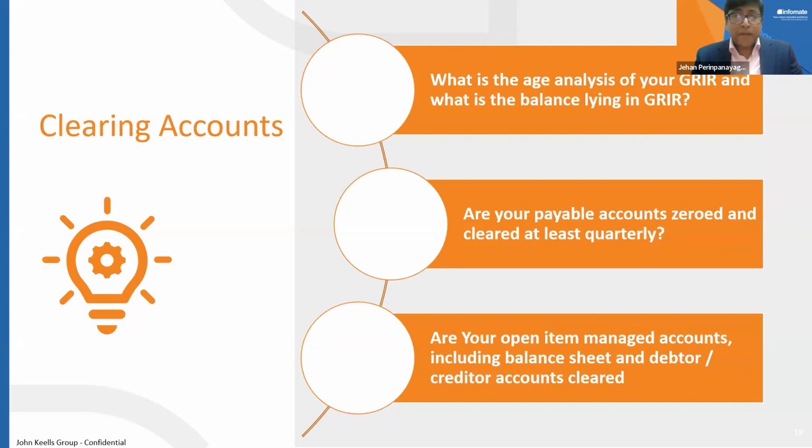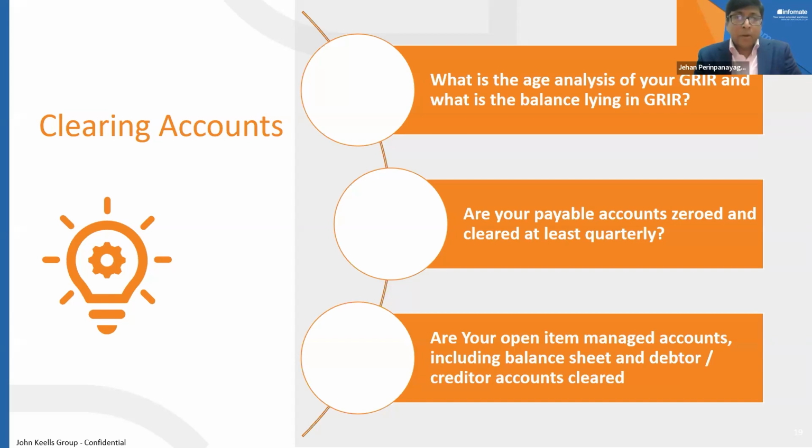Look at your GRIR. The GRIR is a clearing account which tells you the health of your payables. What is the age analysis of your GRIR? We were approached by a Fortune 500 company, and their CFO said, "I'll give you a test. I want you to help me sort out my GRIR." We had something like 15,000 line items there. They didn't really understand what was going in there. The age analysis was over a year. On the flip side, there was a company that we worked for. They zero their GRIR before every month end closure.